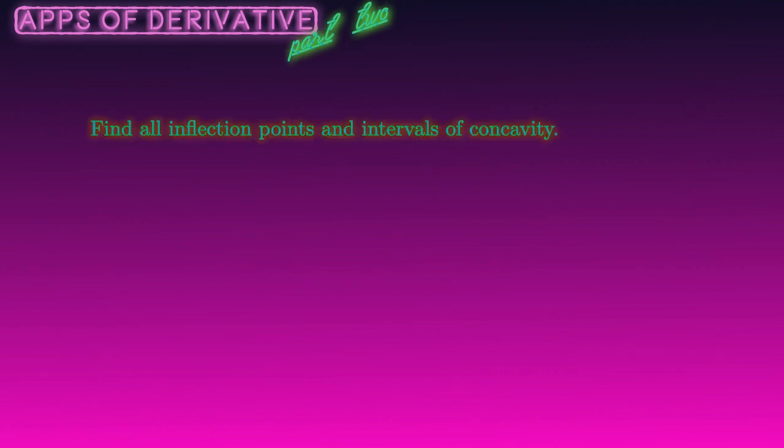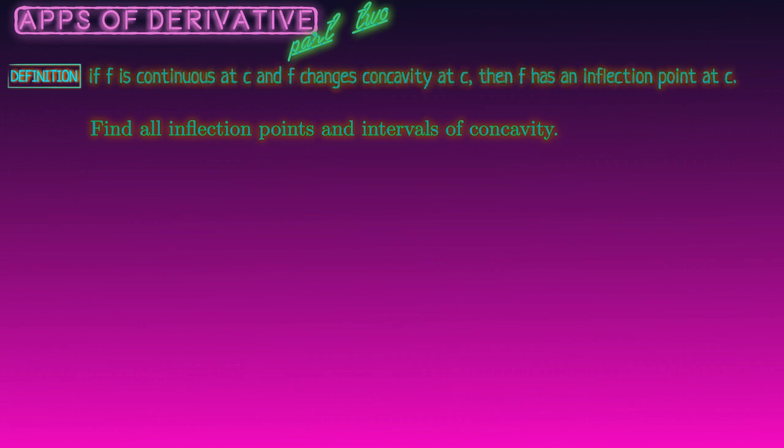Alright, so final inflection points and intervals of concavity. So if f is continuous at c and f changes concavity at c, then it is an inflection point. So it's not just going to be where the second derivative is 0, it's got to change concavity.